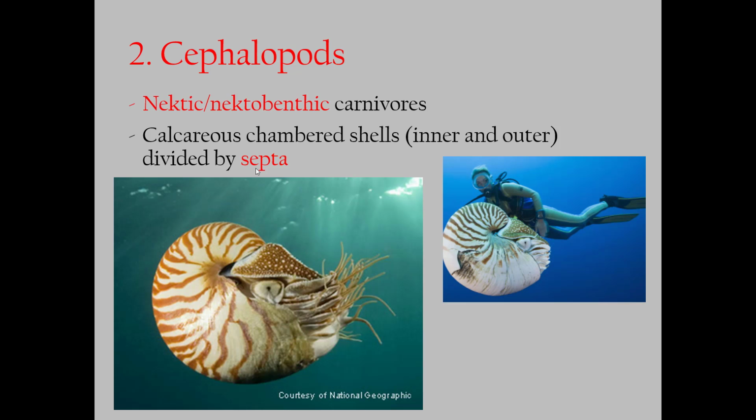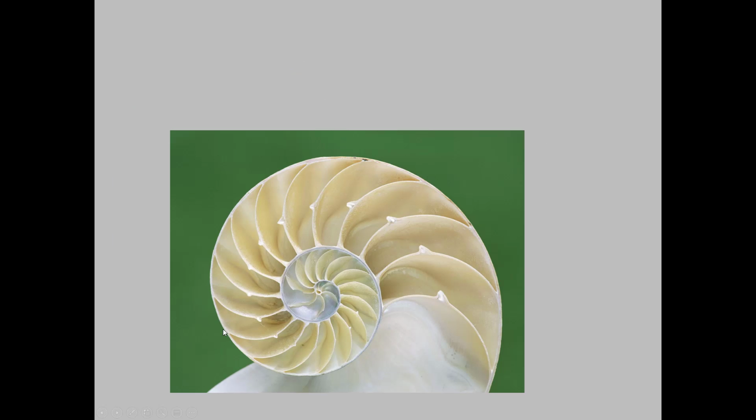chambered shells, and they have an inner and an outer shell, and they don't live in their whole conch. They'll build a little divider called a septa, and that septa cuts their body off from the rest of the shell. They only use that for moving up and down in the water column.